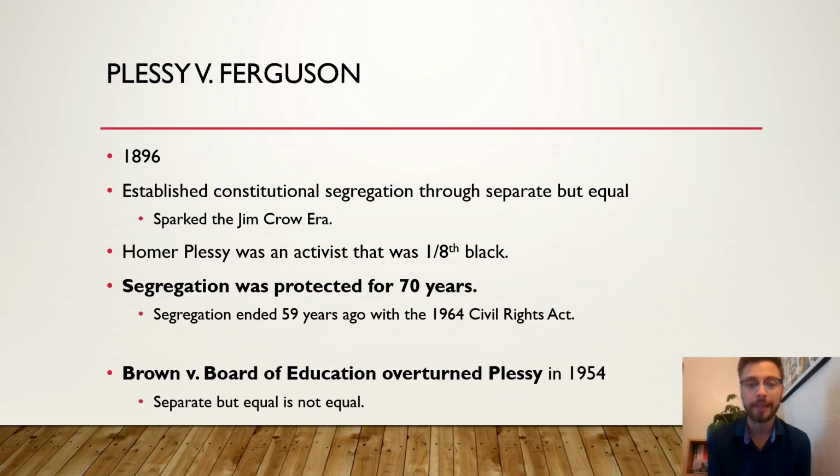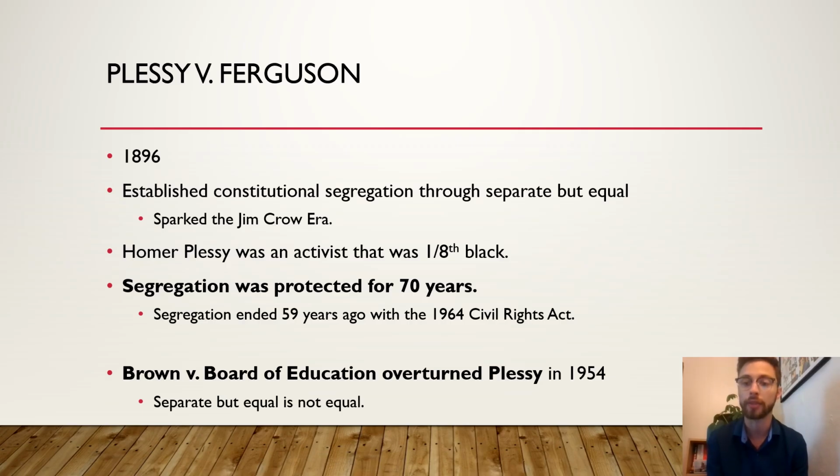So, in 1896, there was an individual named Homer Plessy, who was an activist that was an eighth black. He was what was known at the time as, simply put, passing. He could have been viewed as a white or black individual depending on the setting and the way in which he represented himself in these settings. And there was an act that was signed into law, the Separate Car Act of 1890. This allowed for segregation in railway cars.